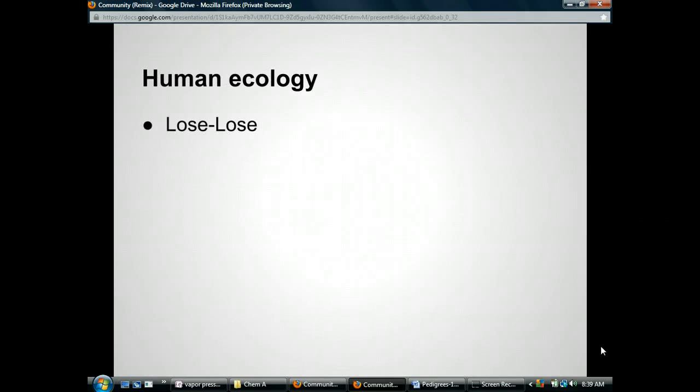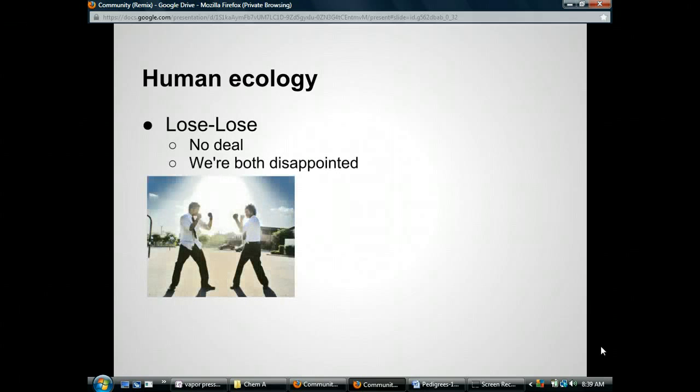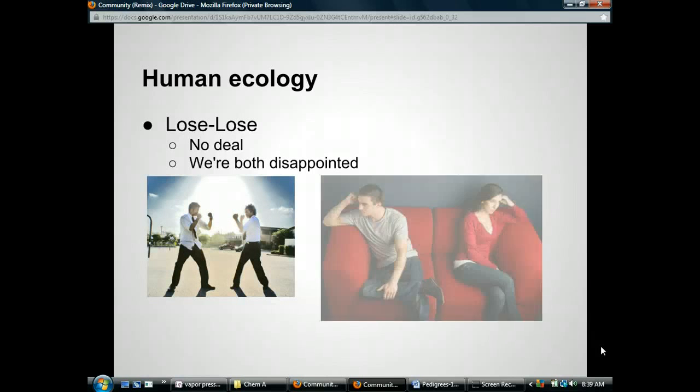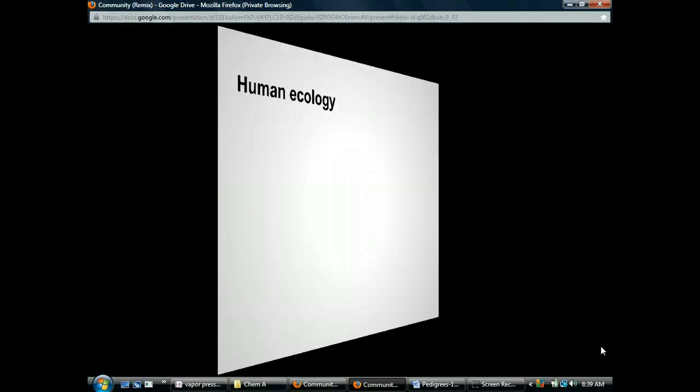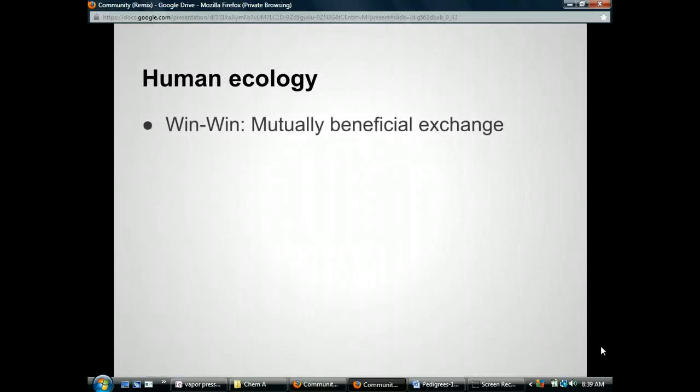How about a lose-lose situation? This is when there's no deal, both parties are disappointed. Maybe you got in a fight. And in this case, sometimes walking away is the best option. But there is a better option, and that's the last type of human interaction, and the best, called a win-win situation.